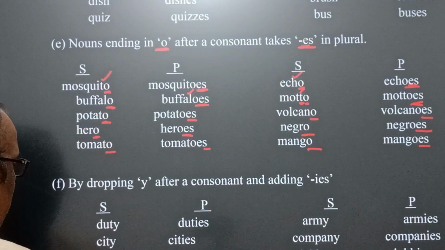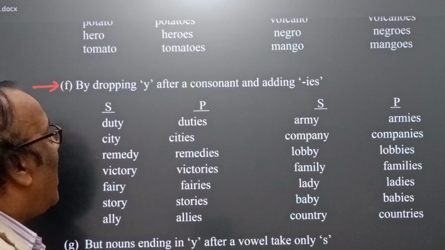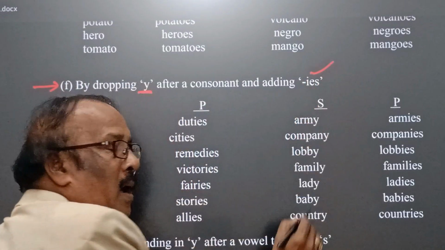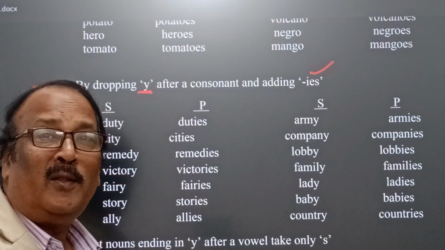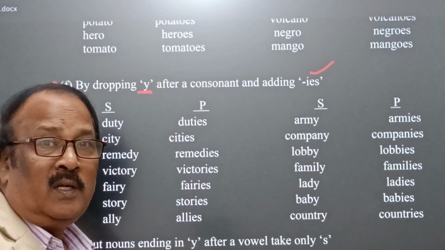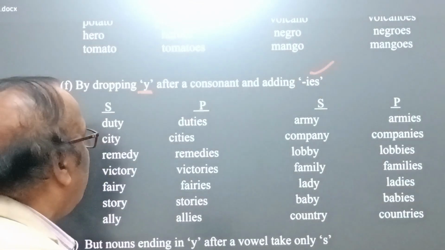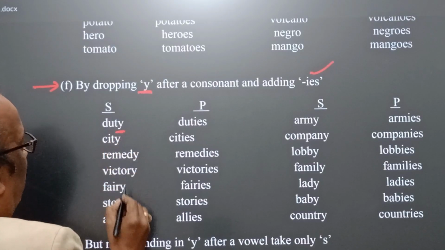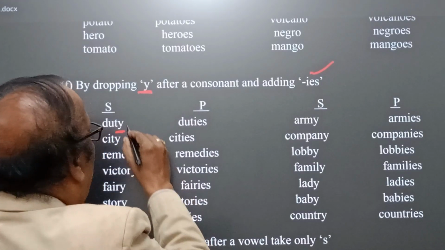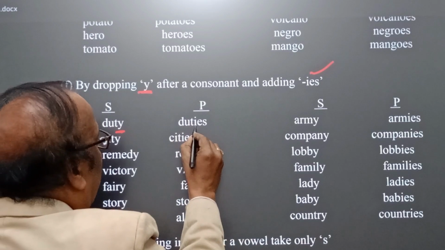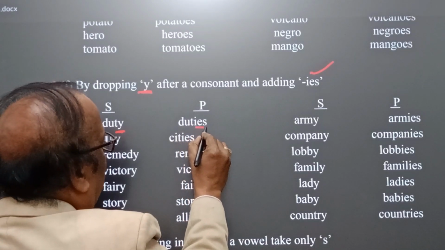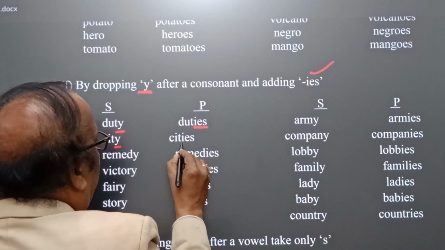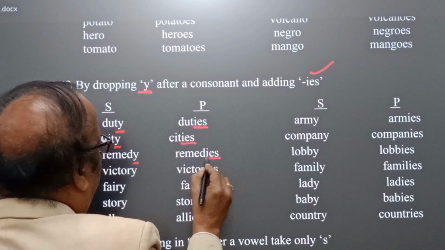Again, now come to dropping y after a consonant and adding ies. This is another way of changing singular into plural. Here we find duty. Here y is there, but y is dropped here. Duties, you see, ies is used. Similarly city, here cities; remedy, remedies.